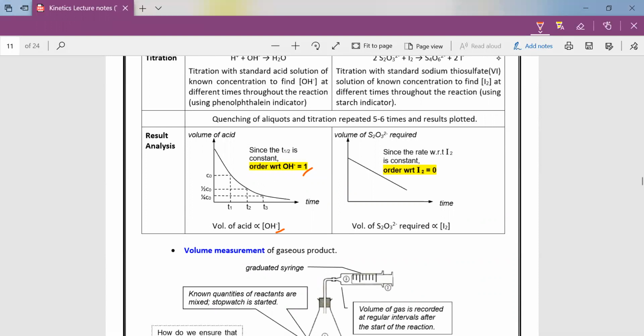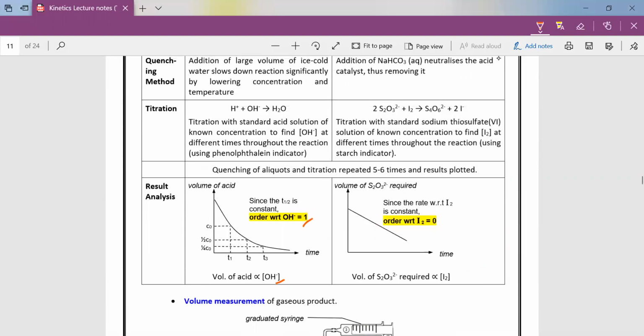In the case of the titration using thiosulfate, you find that over time the rate with respect to iodine is constant. Since the amount of iodine is decreasing, the volume of thiosulfate required is also decreasing, but at a constant rate. So this means that the order of reaction with respect to iodine is 0.